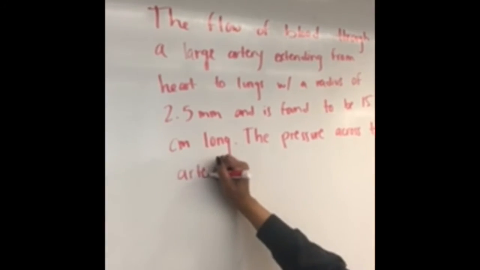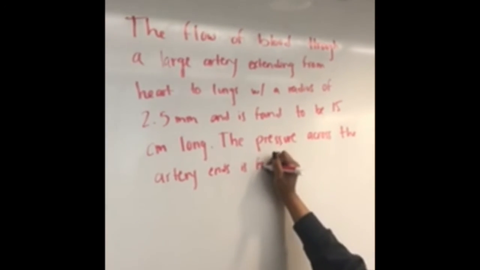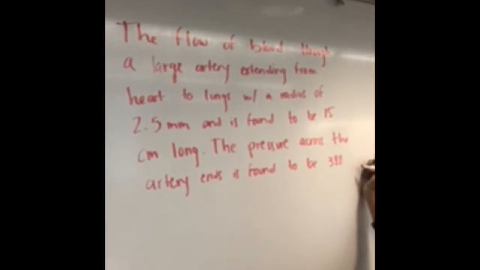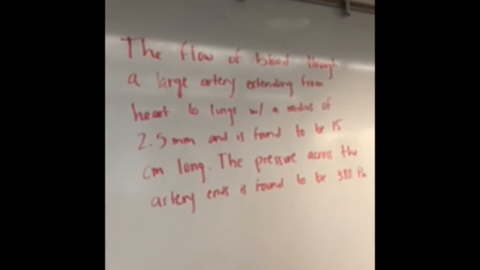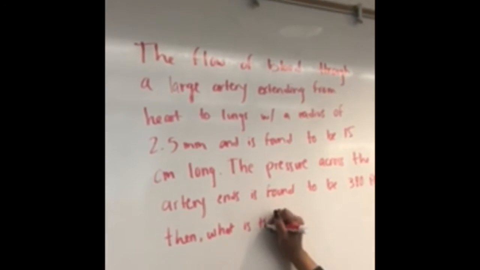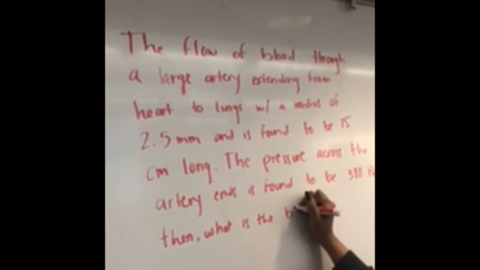And voila! Now that we know what Poiseuille's law is and how to derive it, let's tie everything together and solve an example. The flow of blood through a large artery extending from heart to lungs with a radius of 2.5 millimeters is found to be 15 centimeters long. If the pressure across the artery is found to be 380 pascals, what is the blood's average speed?